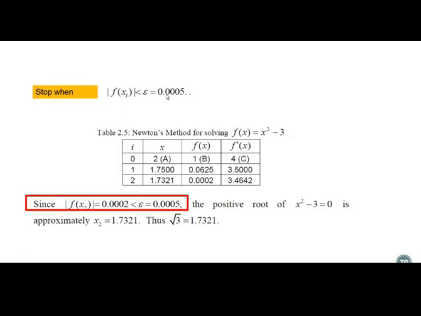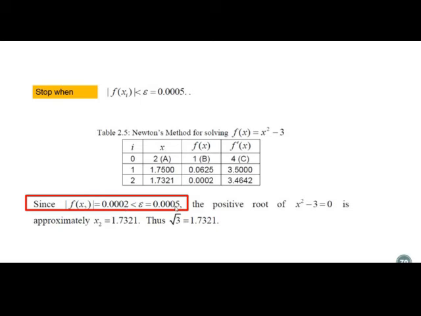So look at this f(x). Is it less than 0.005? Yes, at iteration number 2. The previous one is not yet complete, so we proceed. And when you see at iteration number 2 that it is less than 0.005, meaning that you can stop.